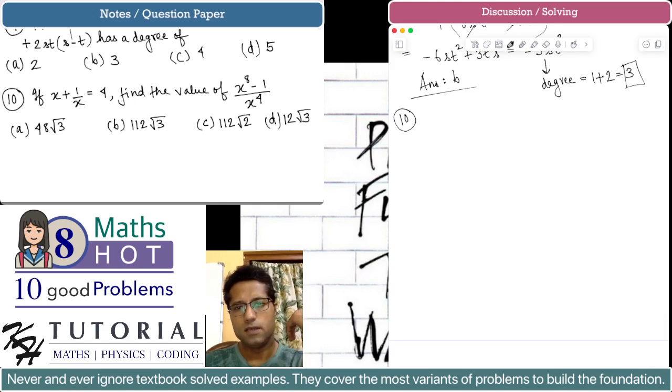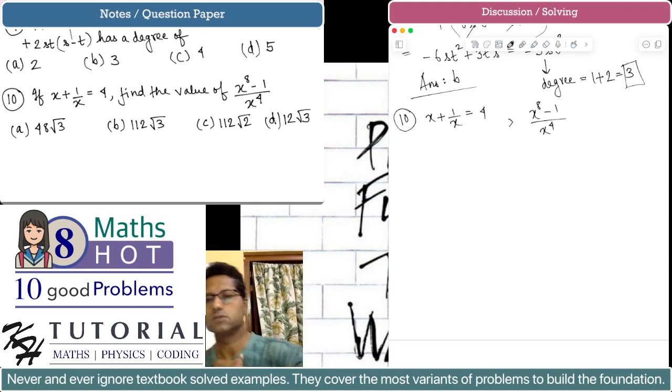Okay, x plus 1 by x is equal to 4. It is given, and we have to find the value of x to the power 8 minus 1 by x to the power 4. Okay.